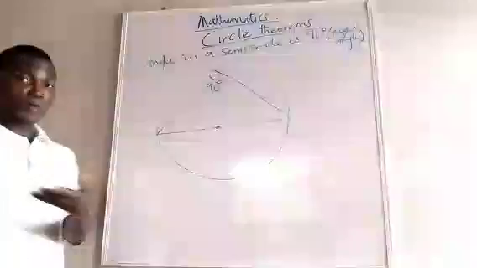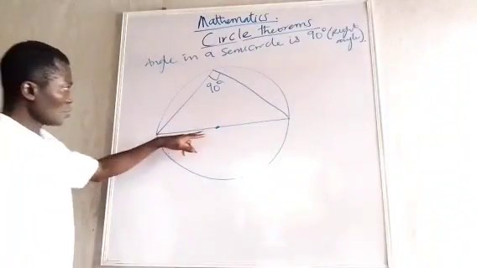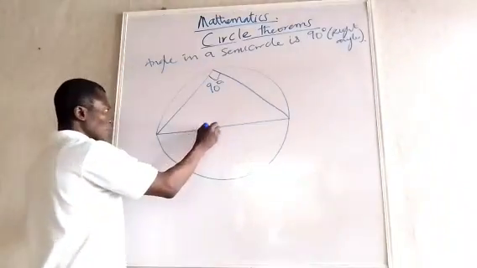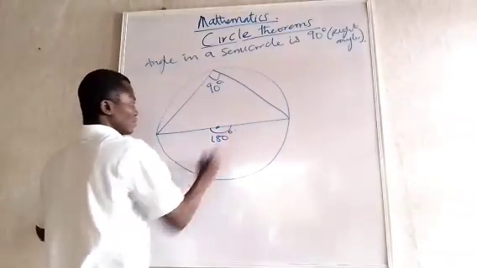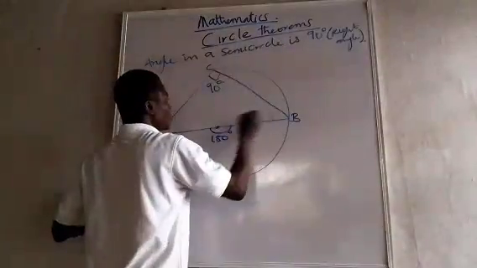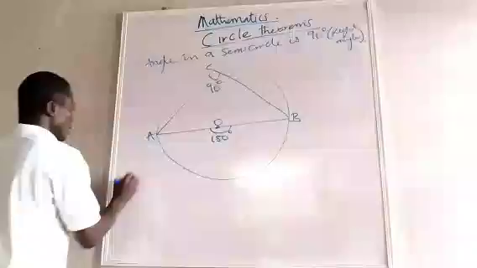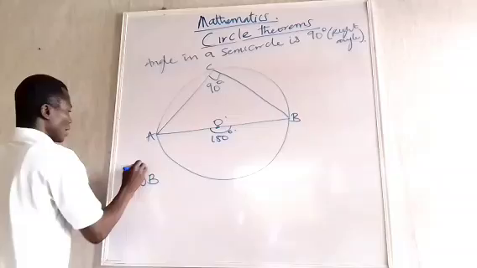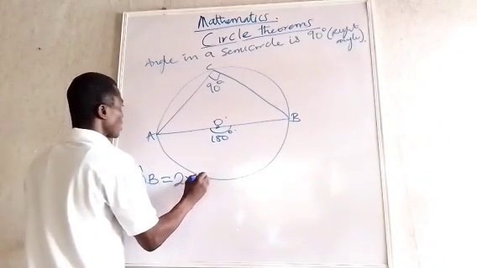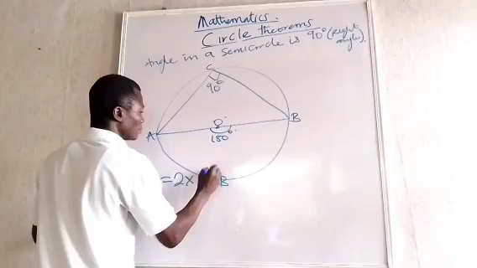That's what we are saying. So from the first theorem that we have proved, we can confidently say that the angle at the circumference here is 90 degrees, because this one is 180 degrees. So we can now say, let's say this is A, C, B, O. So angle AOB is equal to 2 times angle ACB.